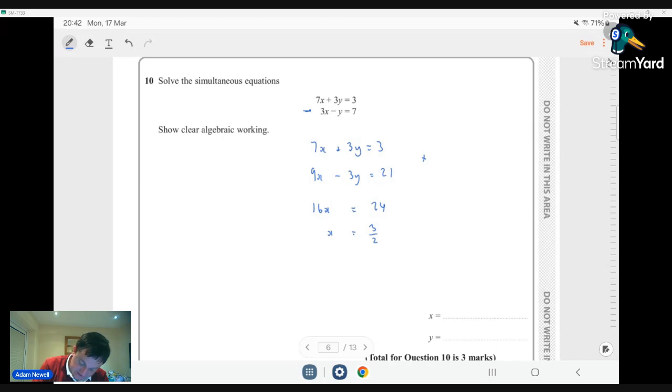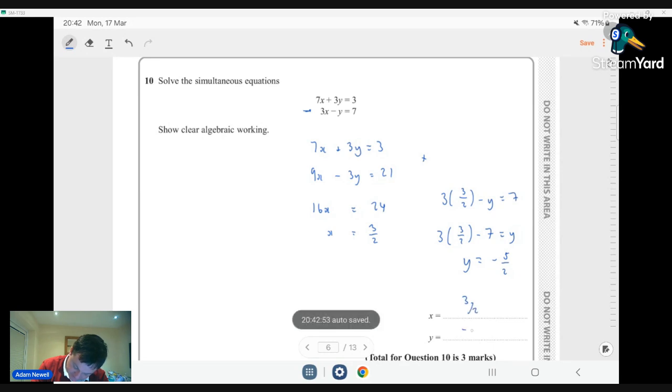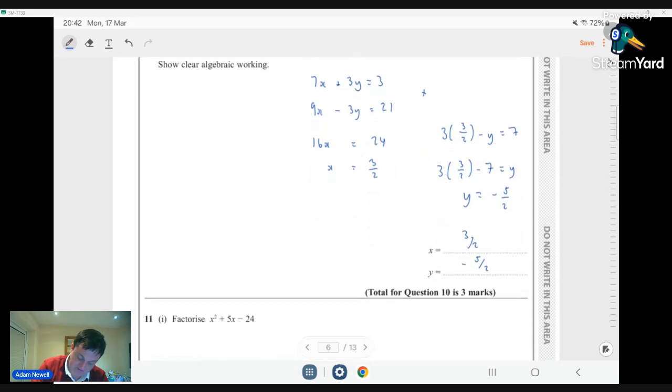And then putting that back into the second equation, 3 lots of 3/2, take away y is equal to 7. If I add y and take away 7, I get 3 lots of 3/2 take 7 is equal to y, so therefore y is equal to minus 2.5, minus 5/2. So I'd leave that as x equals 3/2, y equals negative 5/2.